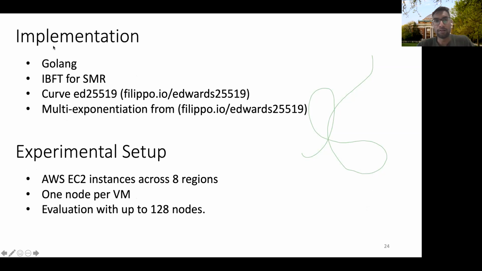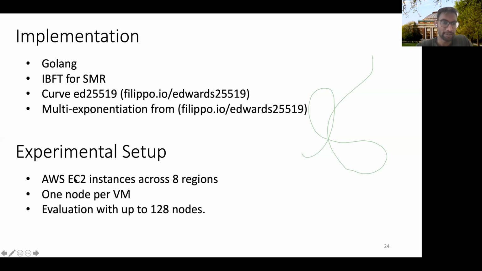I'll now talk about implementation and experimental setup. Okay, so this is an old slide. Sorry, I should have updated things. We use Golang, and we use IBFT for state machine replication. For the curve, we use BLS12-381, not ED25519, because we need pairing. For multi-exponentiation, we use the existing implementation of the BLS12-381 curve.